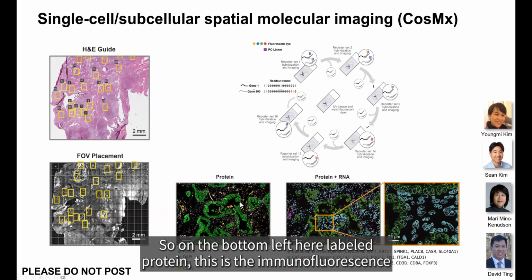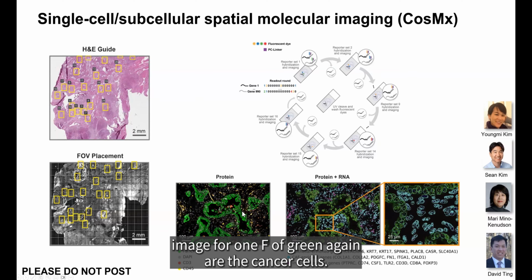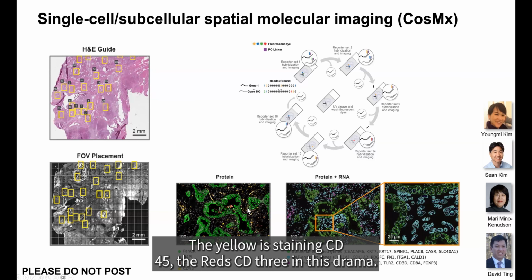On the bottom left here, labeled protein, this is the immunofluorescence image for one FOV. Green, again, are the cancer cells. The yellow is staining CD45, the red CD3 in the stroma.